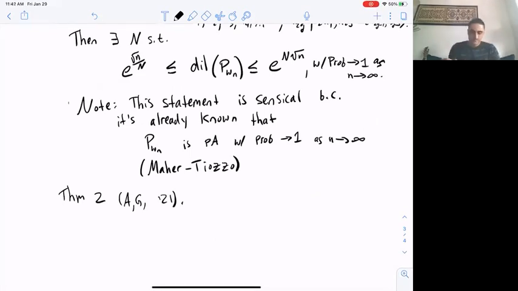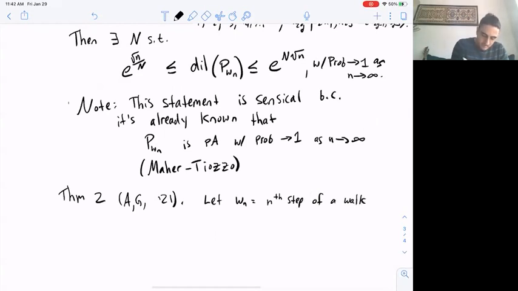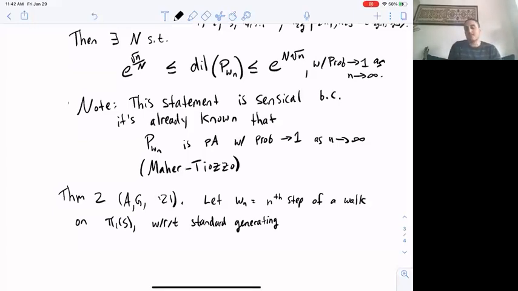Okay. So let Wn be the nth step of a random walk on pi1 of S. Again, with respect to the standard generating set, I'm not being careful about specifying the distribution, because the results aren't very sensitive to that anyways. But if you want, just imagine that I'm putting a uniform distribution on this generating set. Okay.